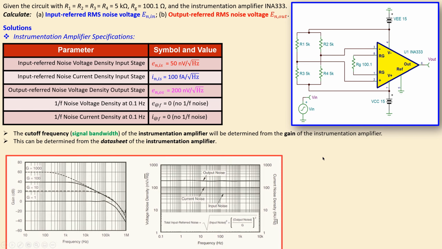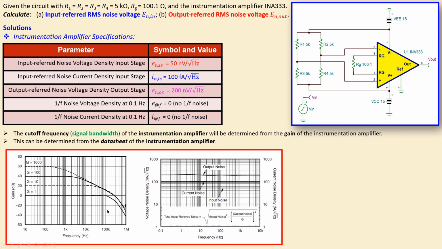Now let's look at it in more detail. This is a part of the datasheet of this instrumentation amplifier. What you see is actually the gain. Let's say for what gain is 1, you have actually a bandwidth like this, so you can actually estimate what your bandwidth is. And you can also see for the gain is 10, for 100 and for 1000.